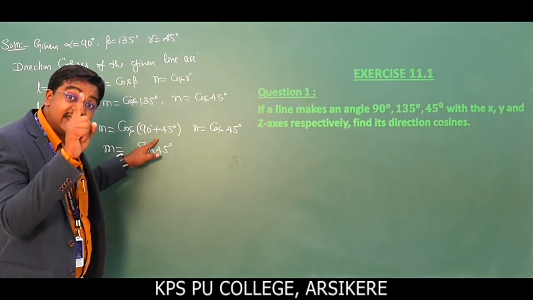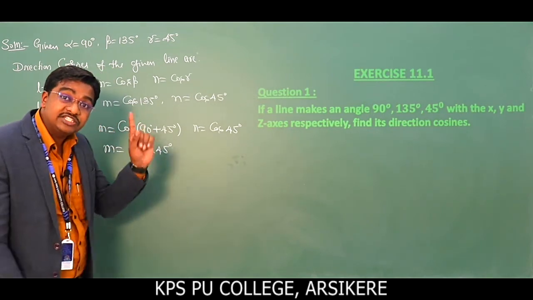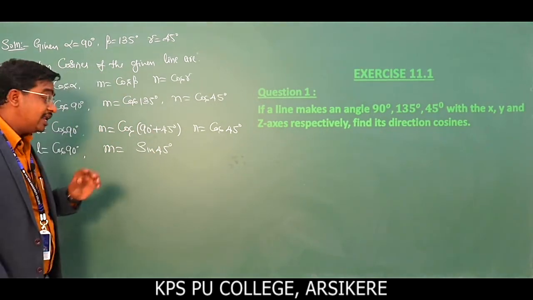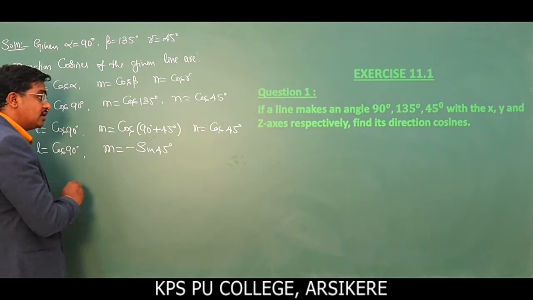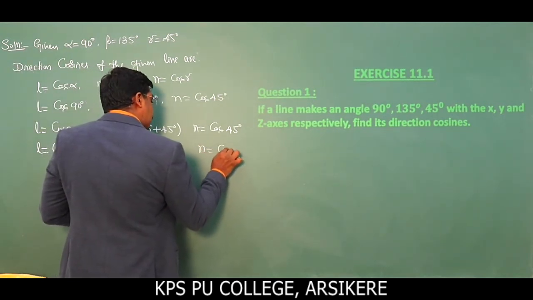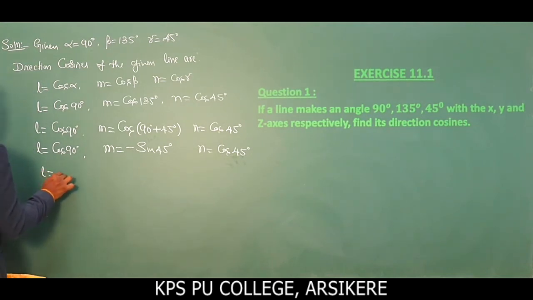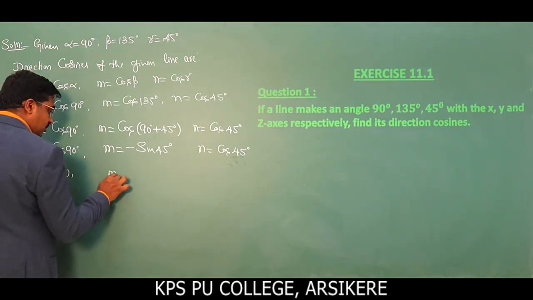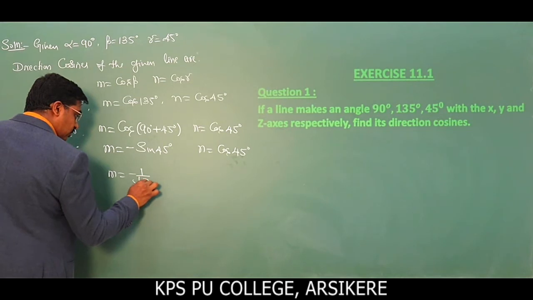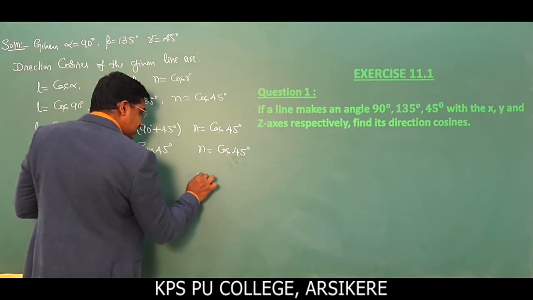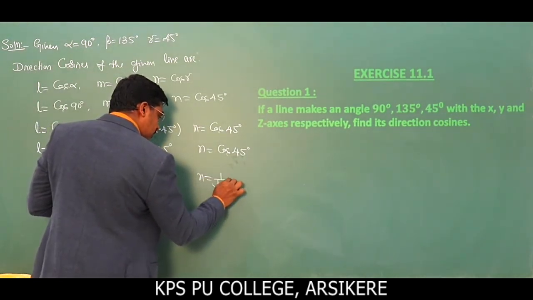Very good. So this is in the second quadrant. In the second quadrant, sin and cosecant are positive and the rest of the trigonometric ratios are negative. So this becomes minus, and n is equal to cos of 45 degree. So l is equal to 0 and m is equal to, very good, minus 1 divided by root 2, and n is equal to 1 divided by root 2.